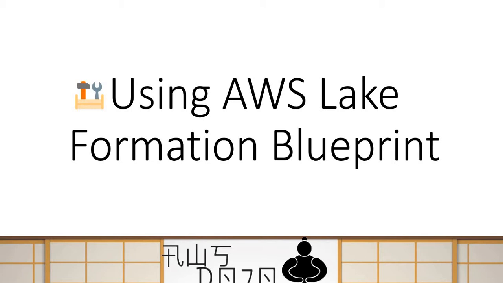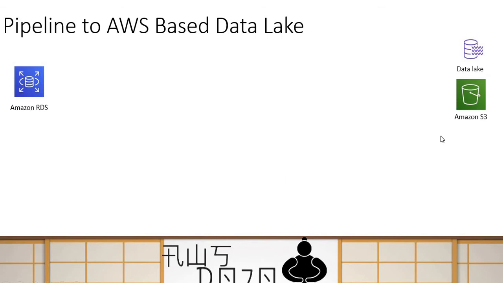So today I'm going to talk about a very simple but very powerful feature inside AWS Lake Formation, and that is called Blueprint. Let's try to understand the purpose of Blueprint using a simple example. Suppose that you are trying to build a data lake using AWS Lake Formation, where you want to keep S3 as your data location.